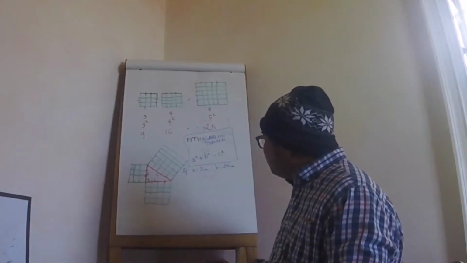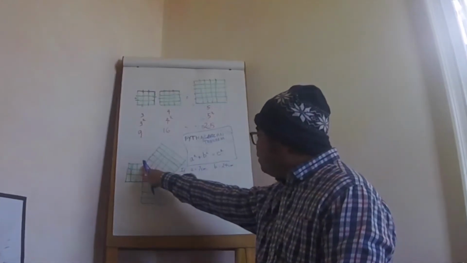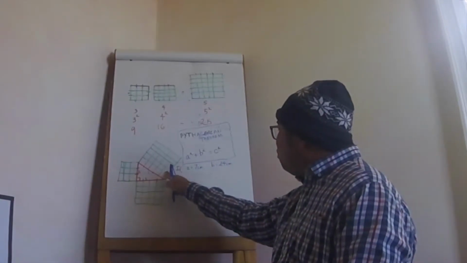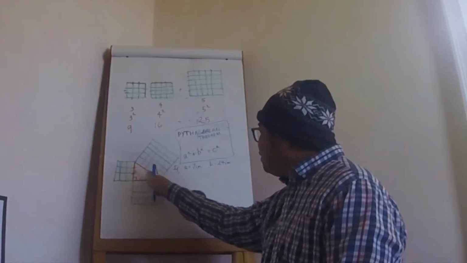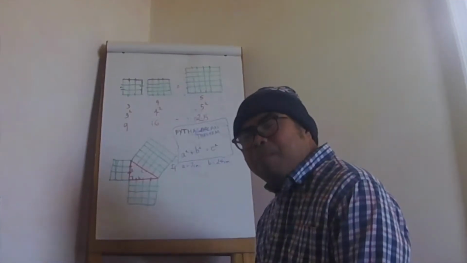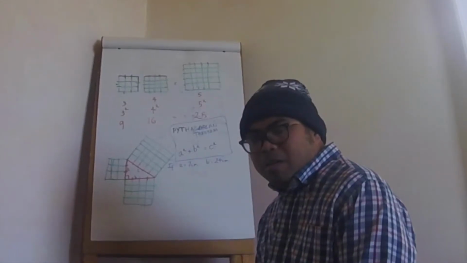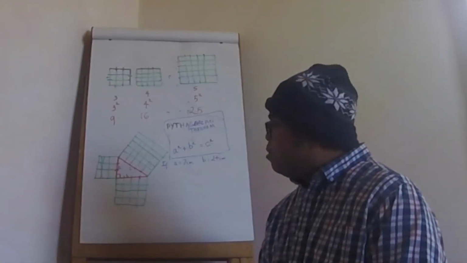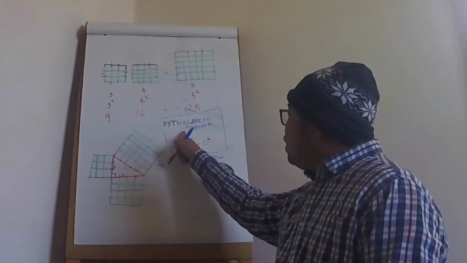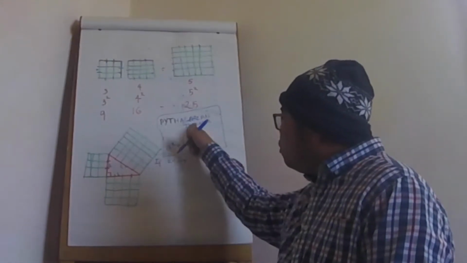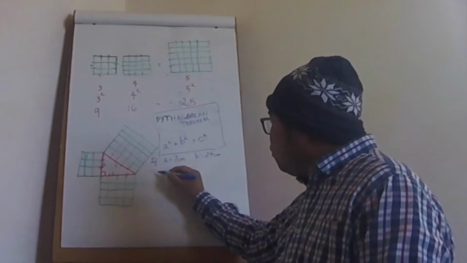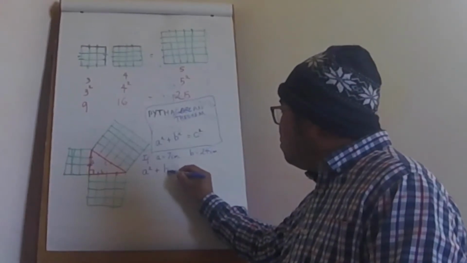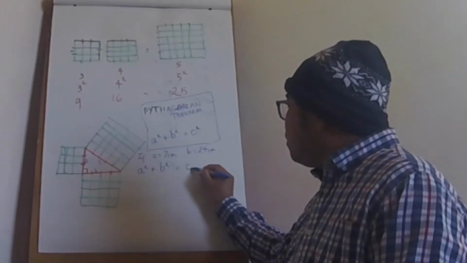Say the numbers again. If A is 7 and B is 24, what is the length of this line, the longest line, which is called the hypotenuse? 31. Now I want you to copy as I explain it, but thank you for the guess. What we do is copy the formula for the theorem: A squared plus B squared equals C squared.